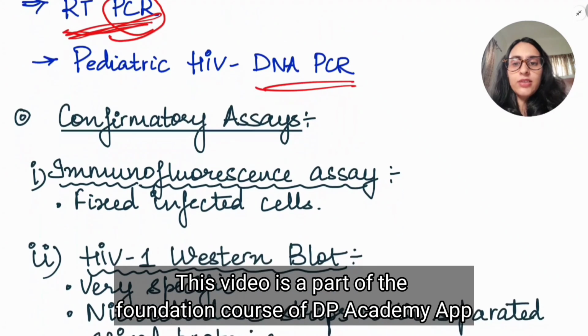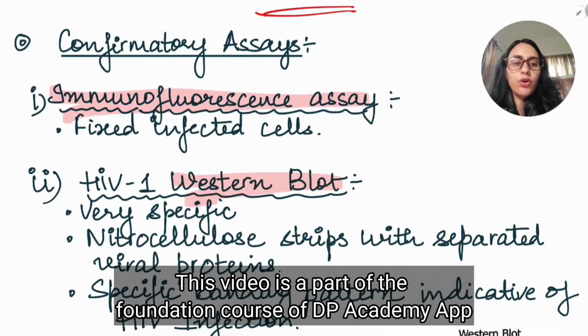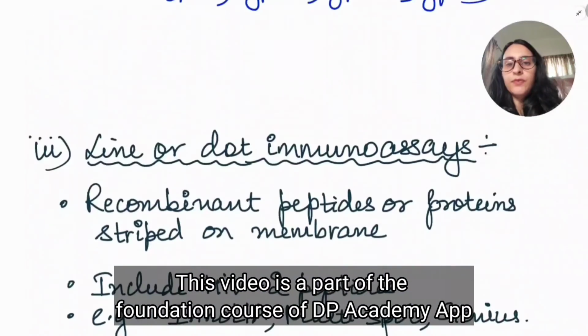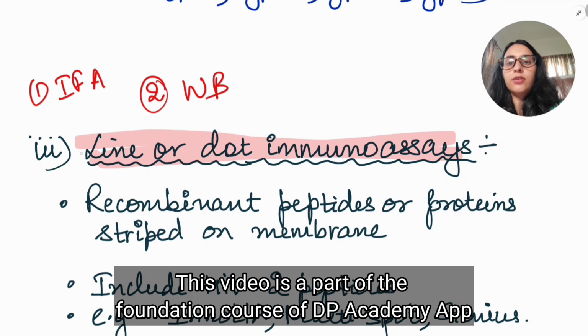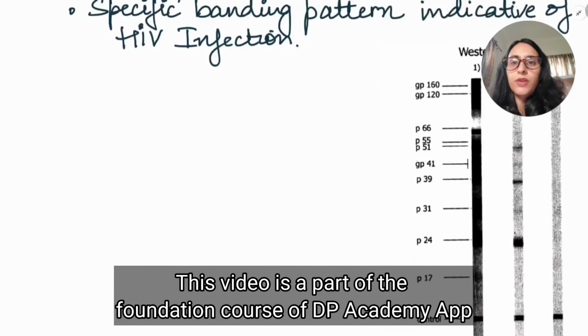So what are the three confirmatory tests? Either you go for immunofluorescence assay, or you go for Western blot, and the third one is line or dot immunoassay. These are the three confirmatory tests. The first one is immunofluorescent assay. The second one is Western blot, and the third one is line or dot immunoassay.